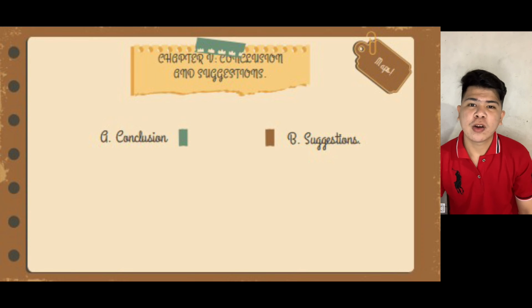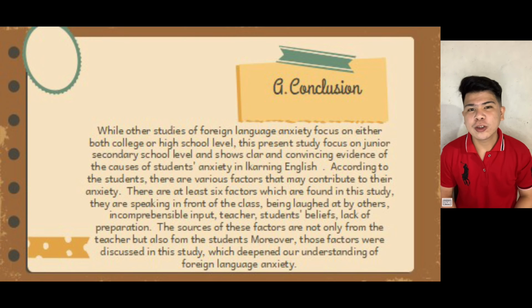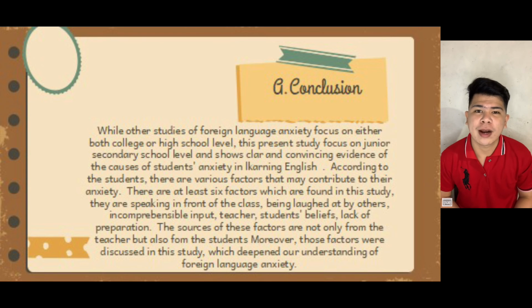Chapter 4. Conclusion and suggestion. A. Conclusion. B. Suggestion. A. Conclusion. While other studies of foreign language anxiety focus on either college or high school level, this present study focuses on junior secondary school level and shows clear and convincing evidence of the causes of the students' anxiety in learning English.